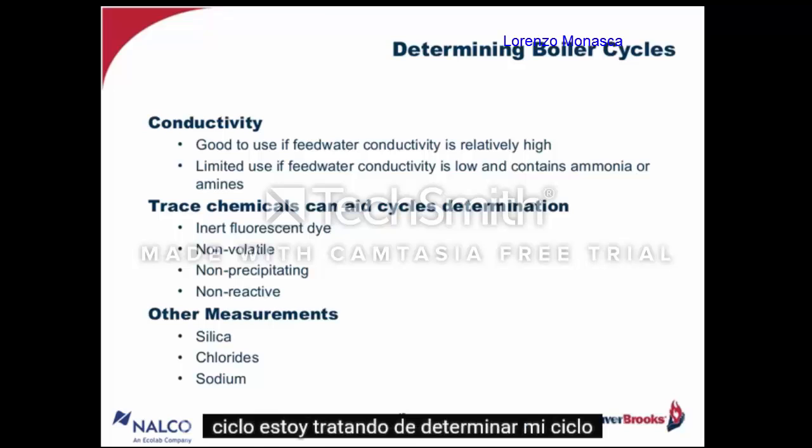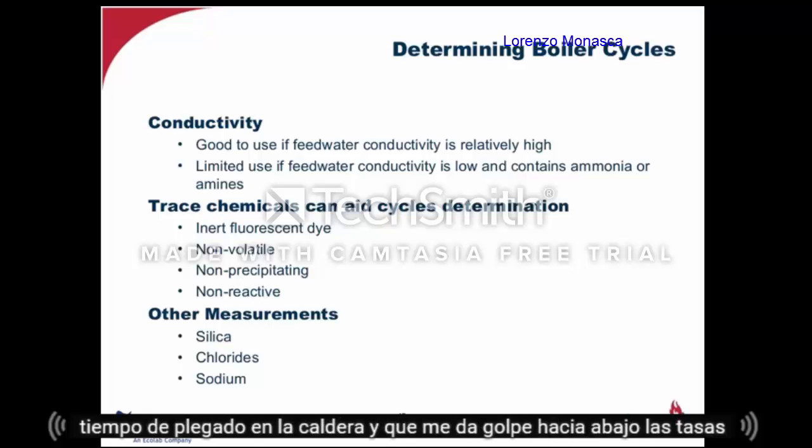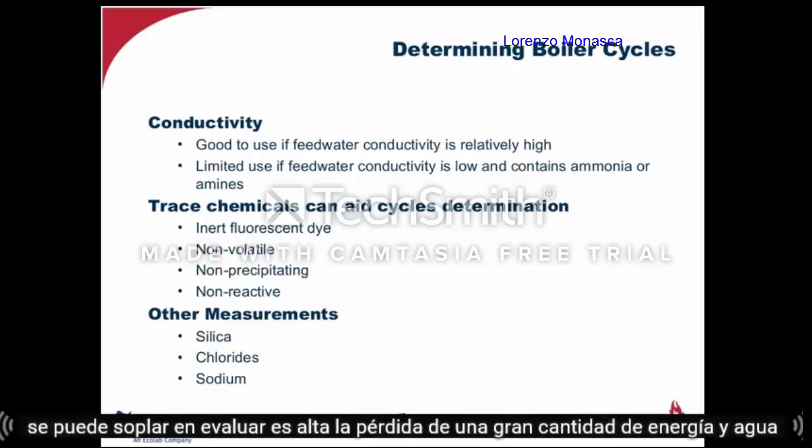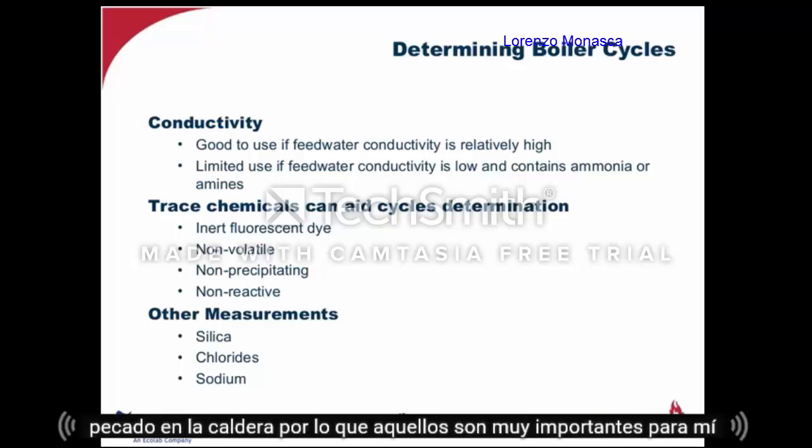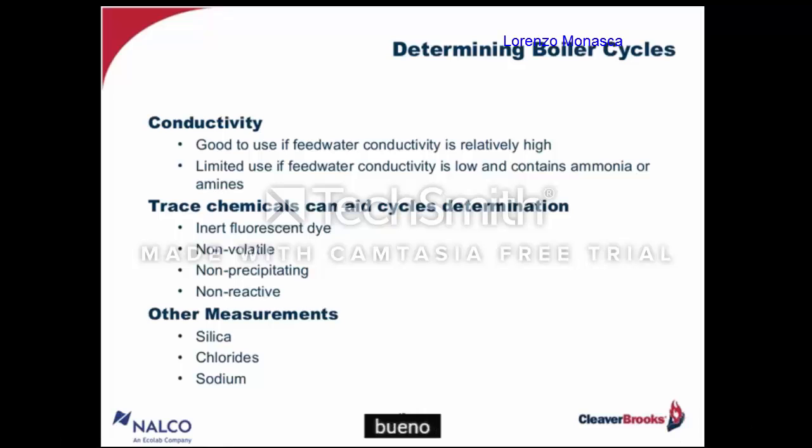And I'm trying to determine my cycles because cycles to me gives me two important pieces of information. It gives me holding time in the boiler, and it gives me blowdown rate. If my blowdown rate is high, I'm losing a lot of energy and water. If my holding time in the boiler is high, I have a greater chance of scaling and deposition in the boiler. So those are very important to me.